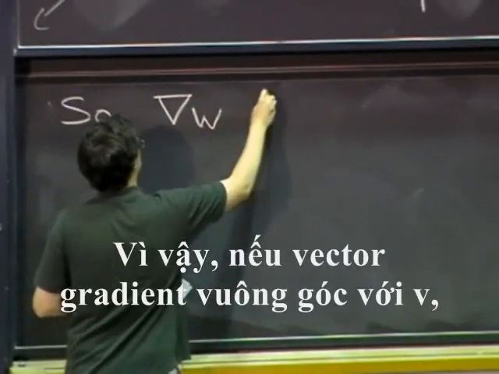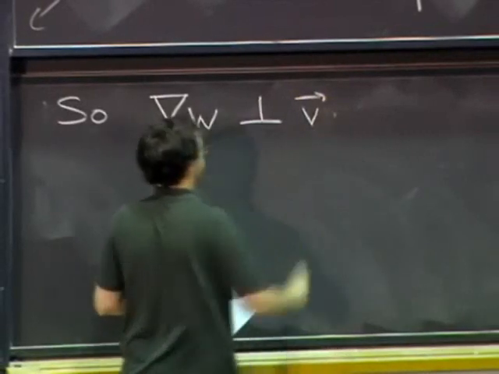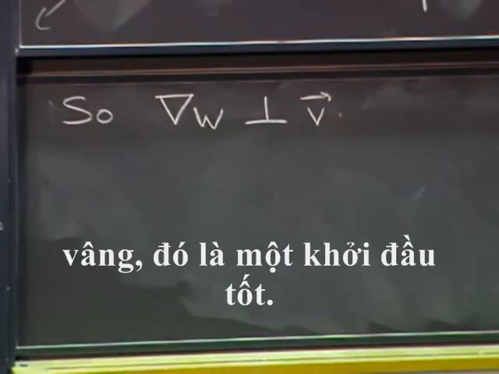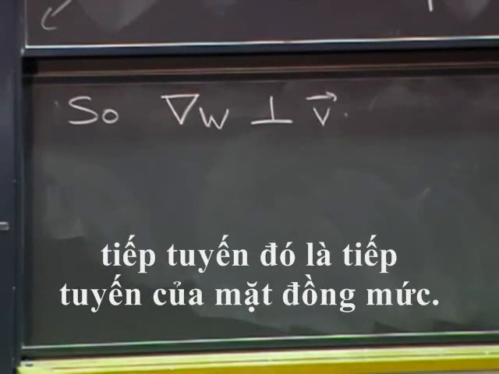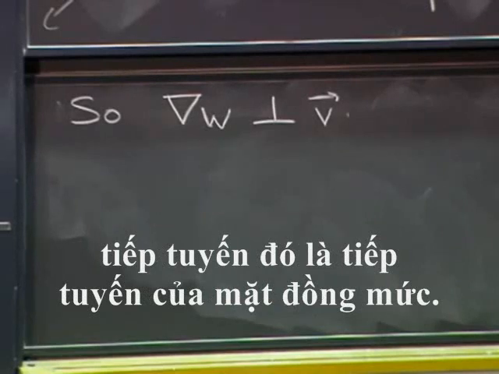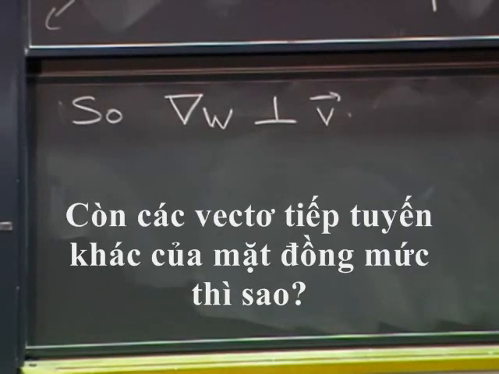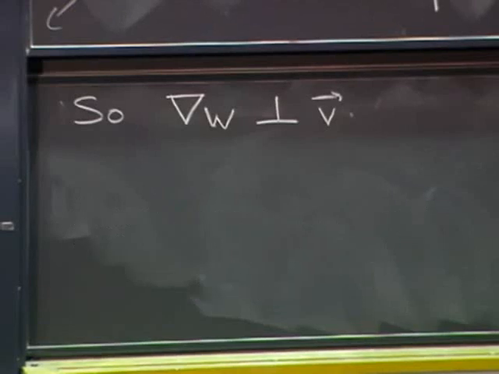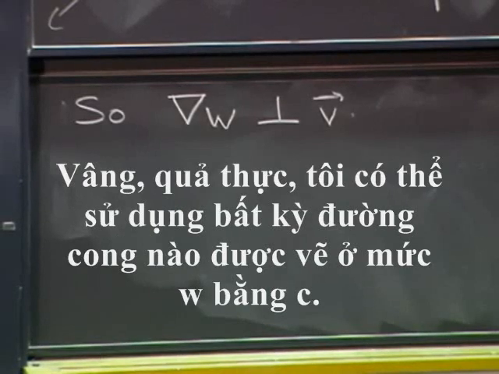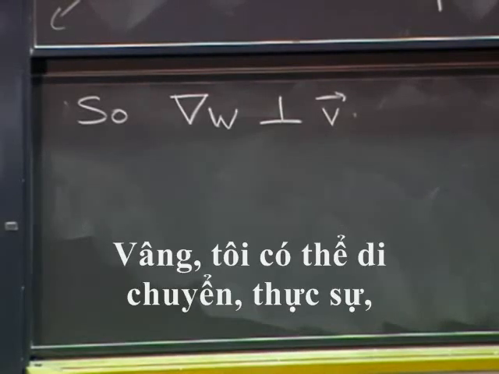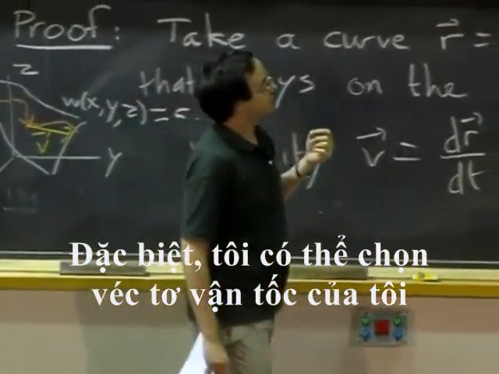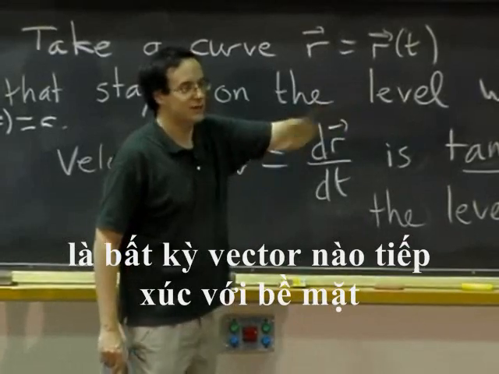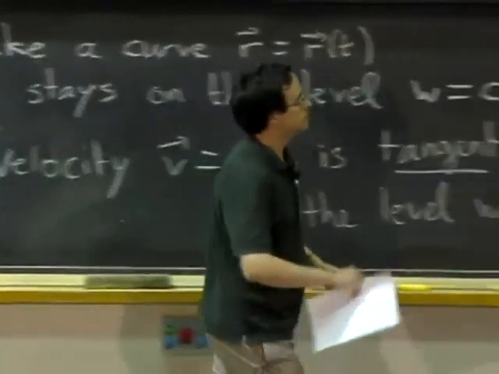So the gradient vector is perpendicular to V. Okay, that's a good start. We know that the gradient is perpendicular to this vector tangent to the level surface. What about other vectors tangent to the level surface? Well, in fact, I could use any curve drawn on the level W equals C. So I could move really any way I wanted on that surface. In particular, I claim that I could have chosen my velocity vector to be any vector tangent to the surface.